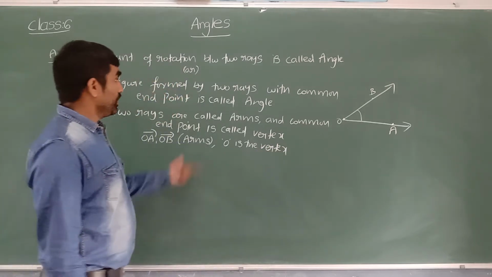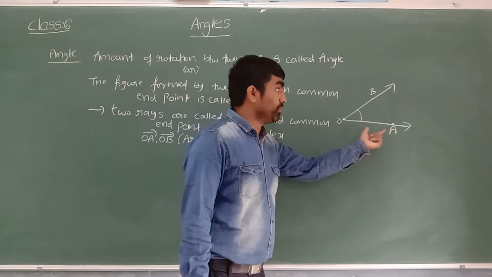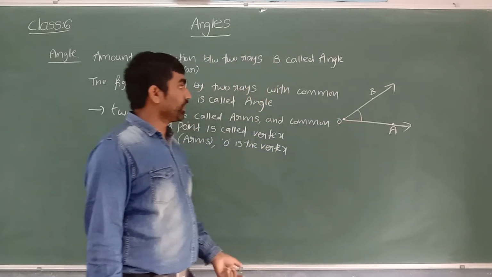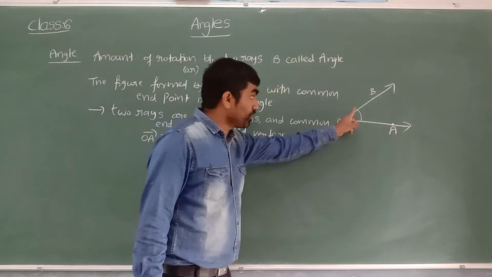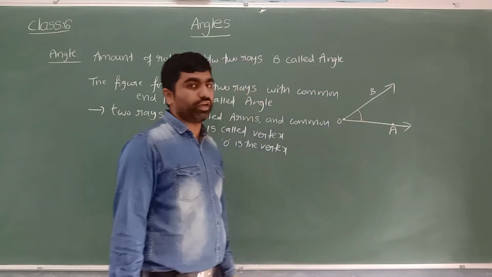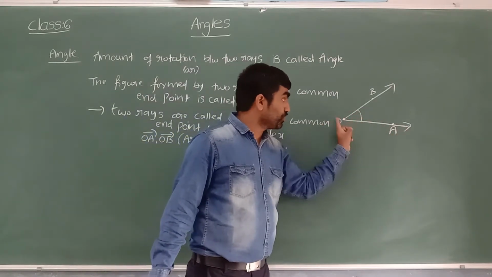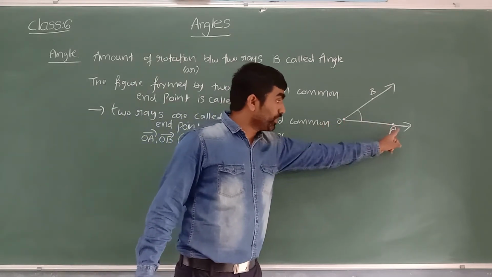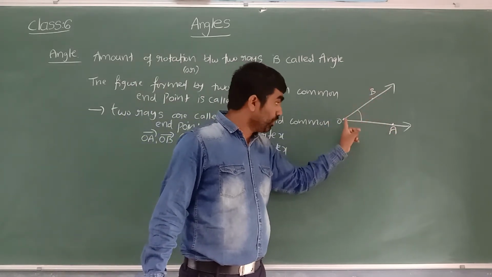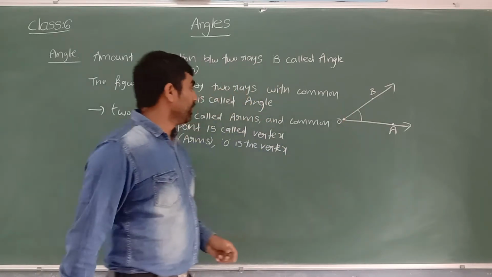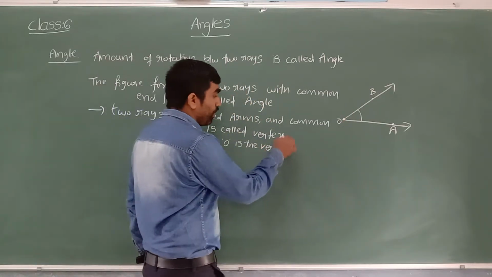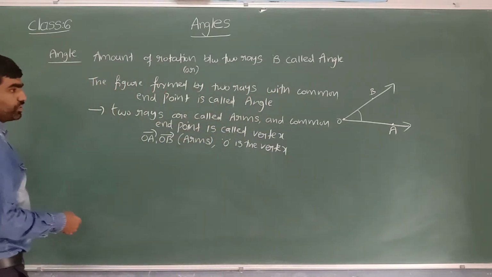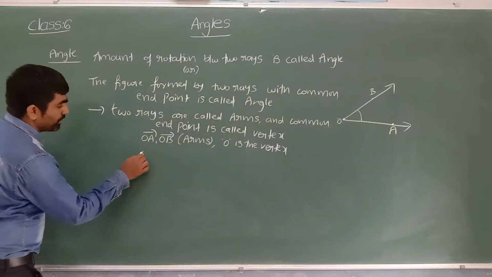Here we can see this is the figure formed by two rays with a common end point. It is called an angle, or we can say the amount of rotation between two rays is called an angle. After forming the angle, these two rays are called arms, and the common end point O of ray OA and ray OB is called the vertex. Now, how can we represent this angle?